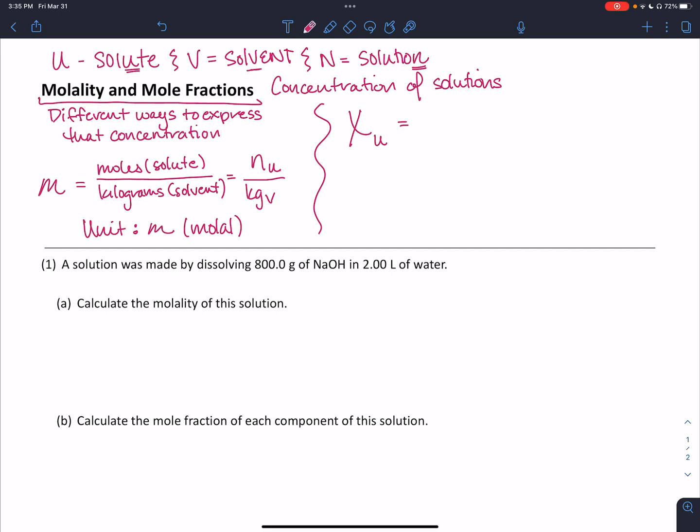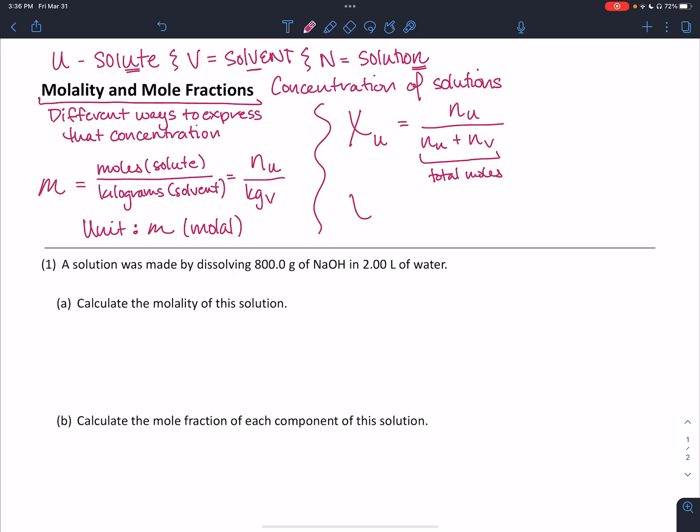It's the fraction of the total moles that belongs to the solute. So in this case, the moles of the solute divided by the moles of the solute plus the moles of the solvent. So this would be our total moles. It's the same idea as what we saw when we did Dalton's law of partial pressure, when we dealt with gases. Same idea. Part divided by the whole.